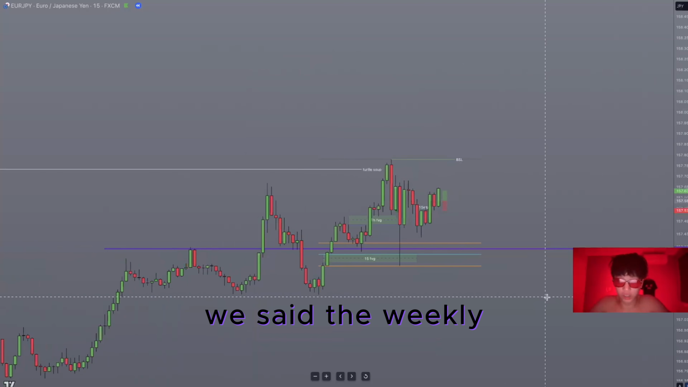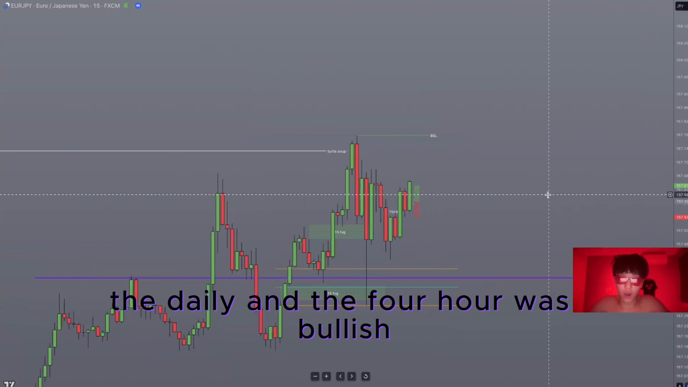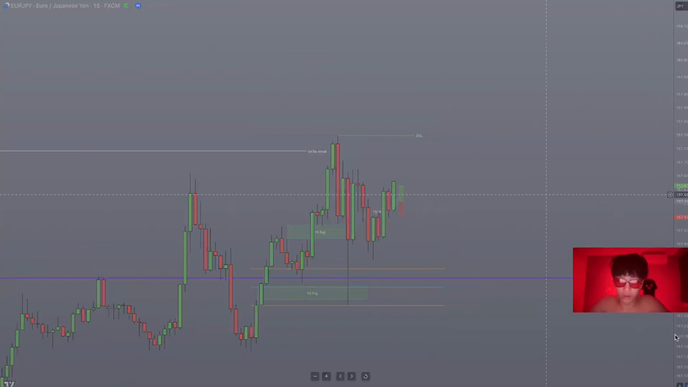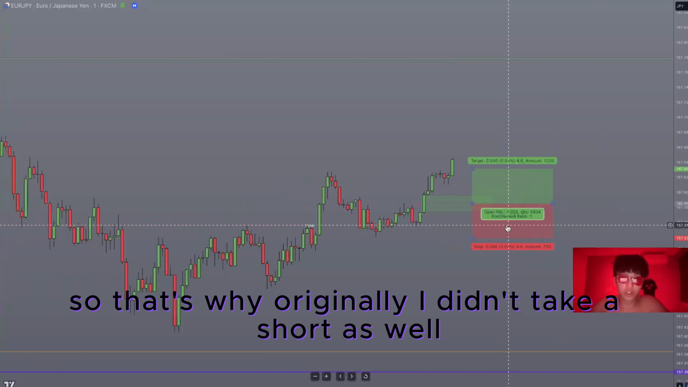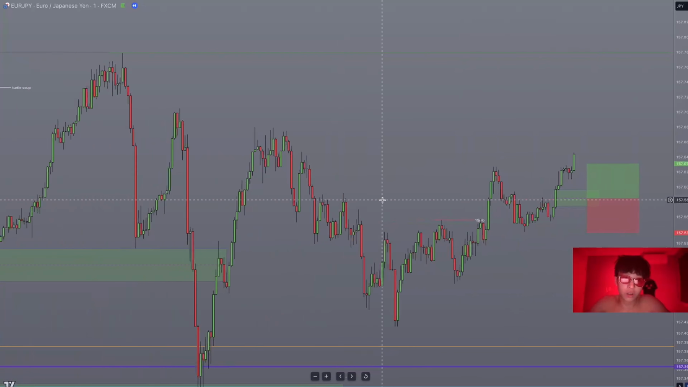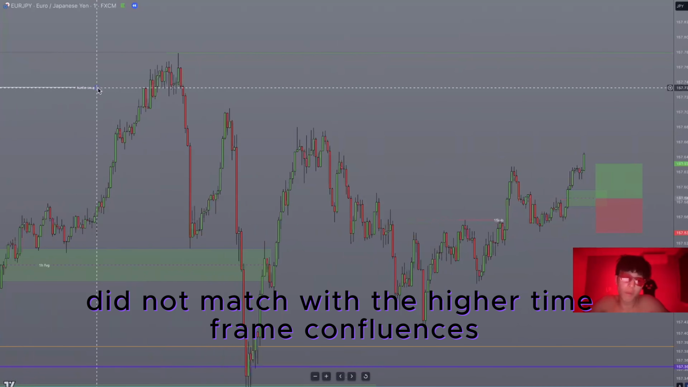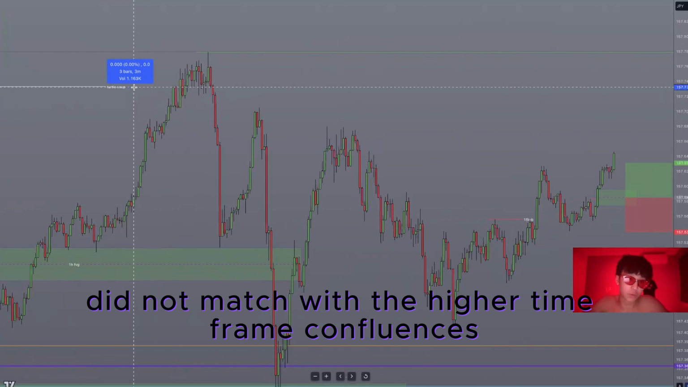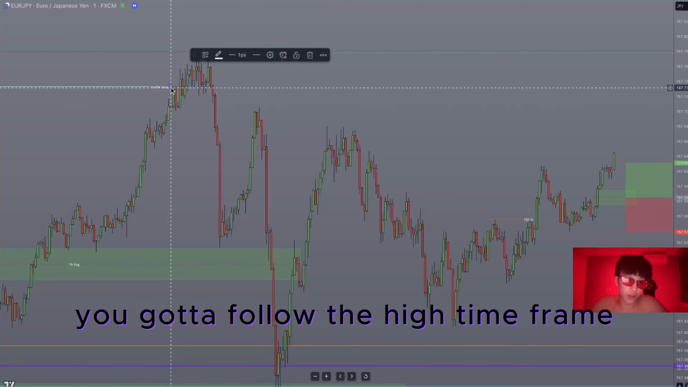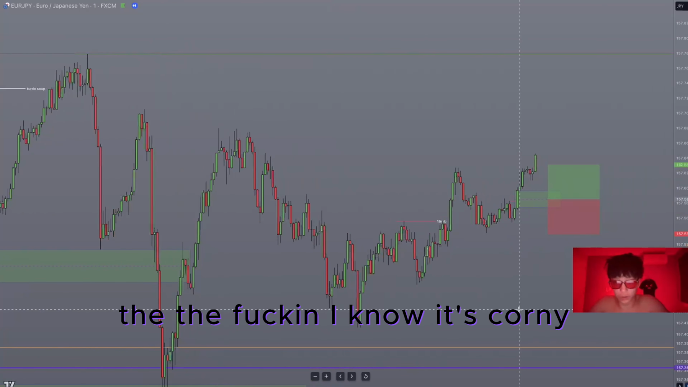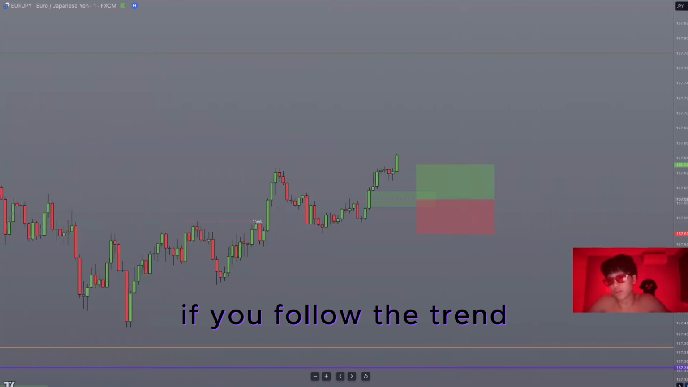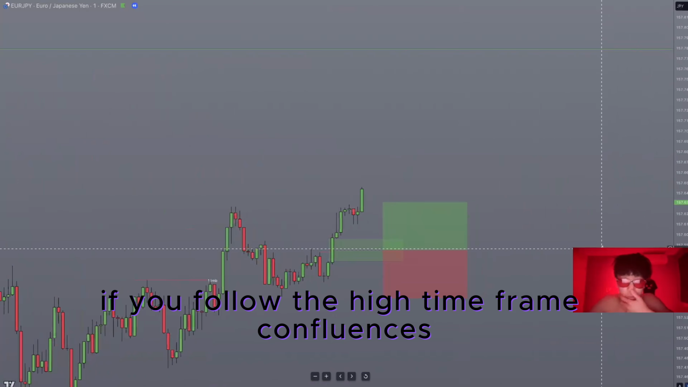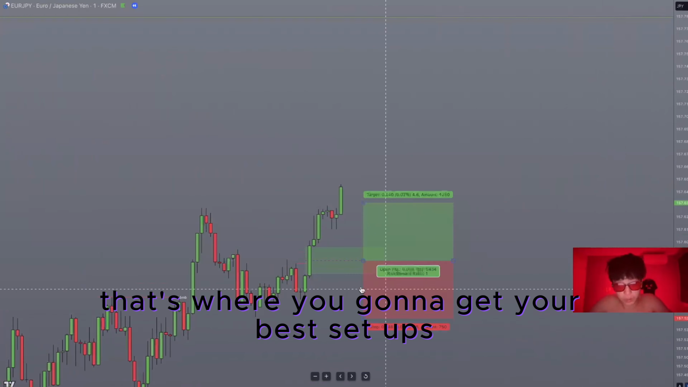We said the weekly, the daily and the 4 hour was bullish, so that's why originally I didn't take a short as well, because I knew that this short did not match with the higher time frame confluences. You gotta follow the higher time frame. I know it's corny, but the trend is your friend, bro. If you follow the trend, if you follow the high time frame confluences, that's where you're gonna get your best setups.